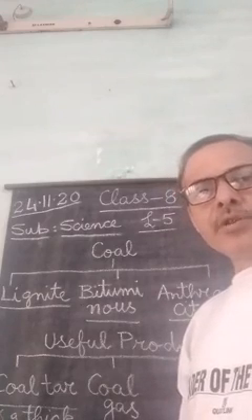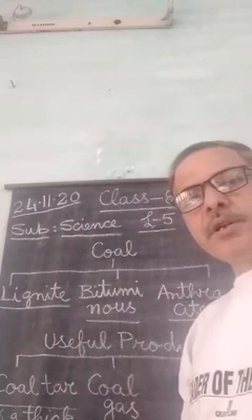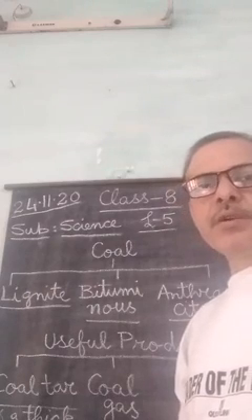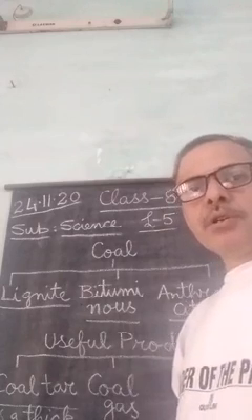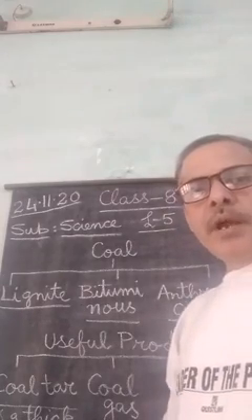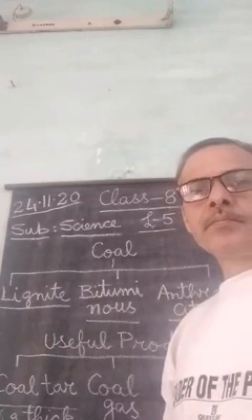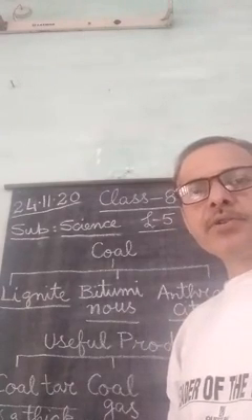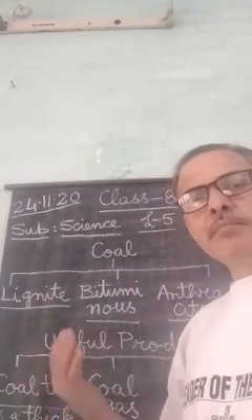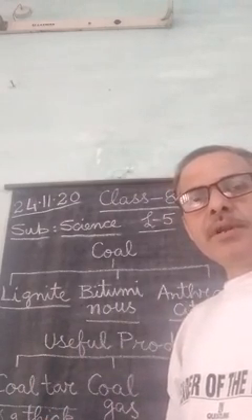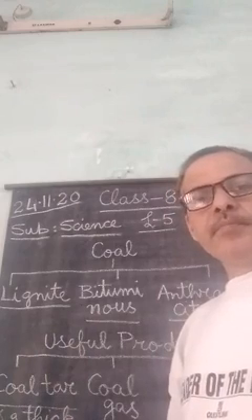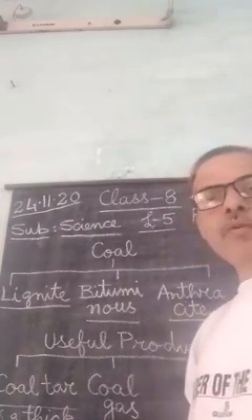It is exhaustible also because it is present in limited amount, and it is a very good example of a fossil fuel also. Why? Because coal is formed as a result of the burying of the dead remains of plants which got buried millions of years ago under layers of sediment beneath the earth's crust, and that's why they are called fossil fuels.